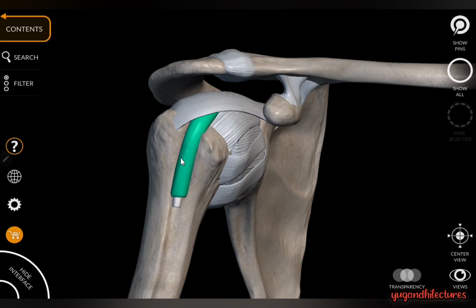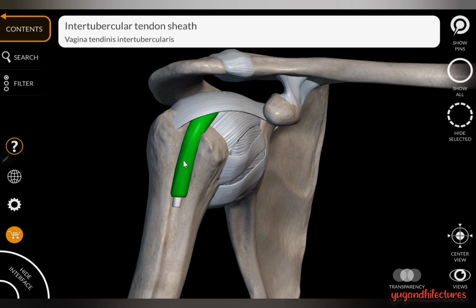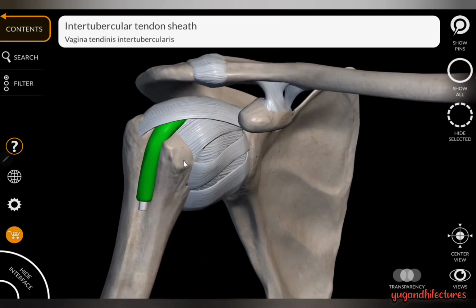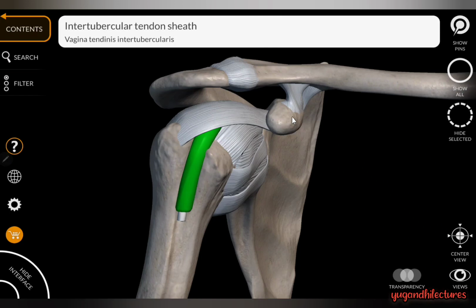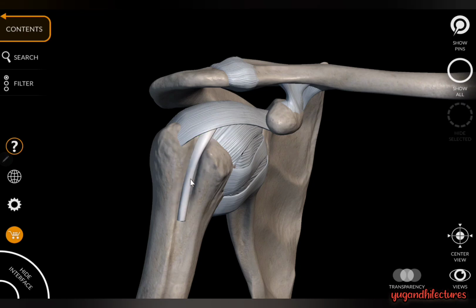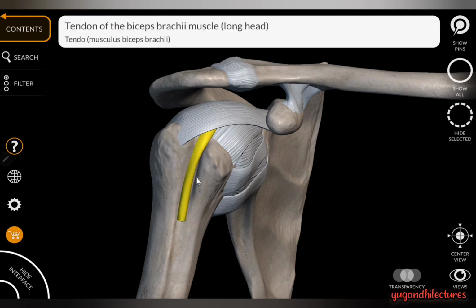Inside that you can see the synovial sheath. This is just an extension of the synovial sheath covering the joint capsule. This intertubercular tendon sheath is just the extension of the synovial sheath which covers the joint capsule. So I'm removing that also. Inside that you can see the tendon of the biceps brachii.